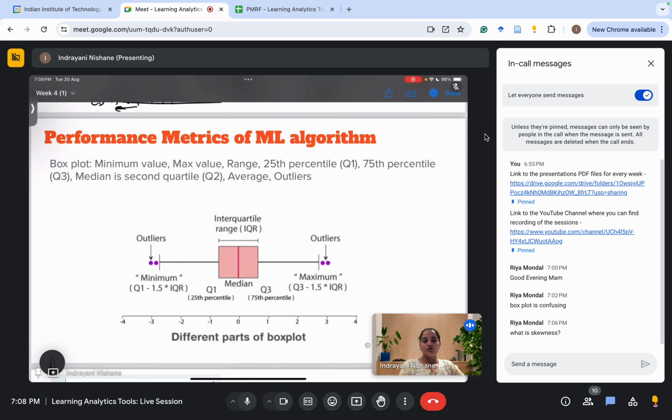Now, oh my god, ignore this title. I just modified the previous week's PDF, so sometimes such mistakes are bound to happen. These are not performance metrics. This is about box plots.